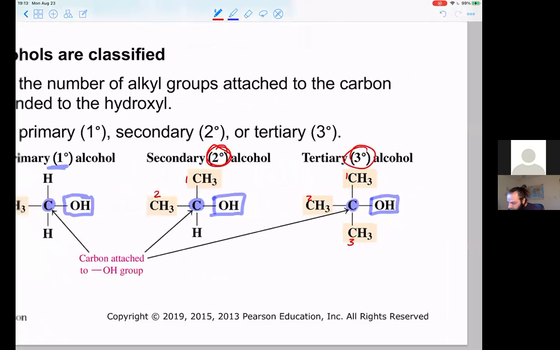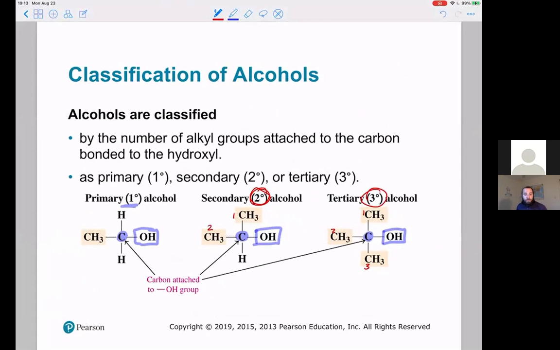So this is just a simple classification of alcohols where we look at the carbon that the OH group is bound to. Notice that an OH group can only ever be bound to one carbon. It only has one bond available. So what we're doing is looking at the carbon that contains the OH group, and counting how many neighbors it has that are carbons.